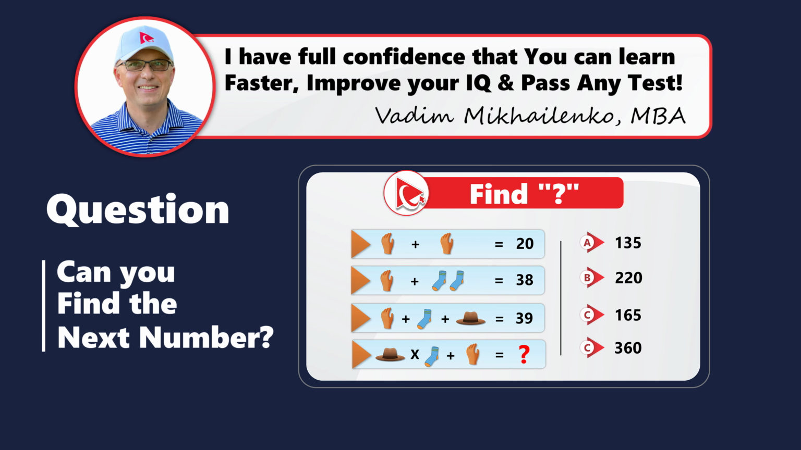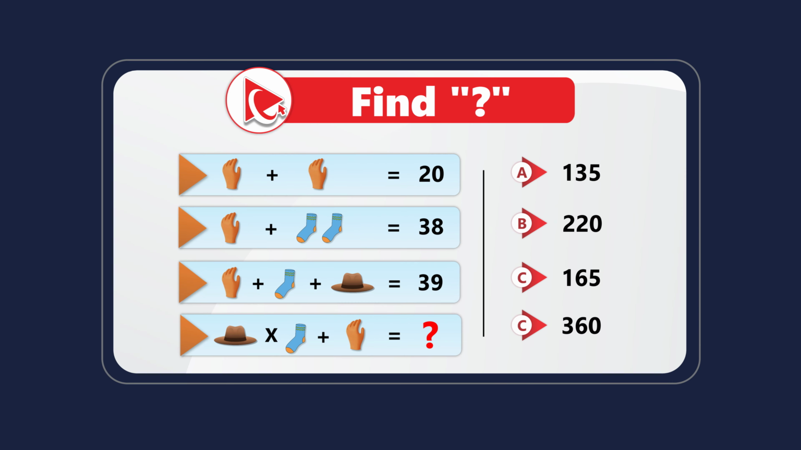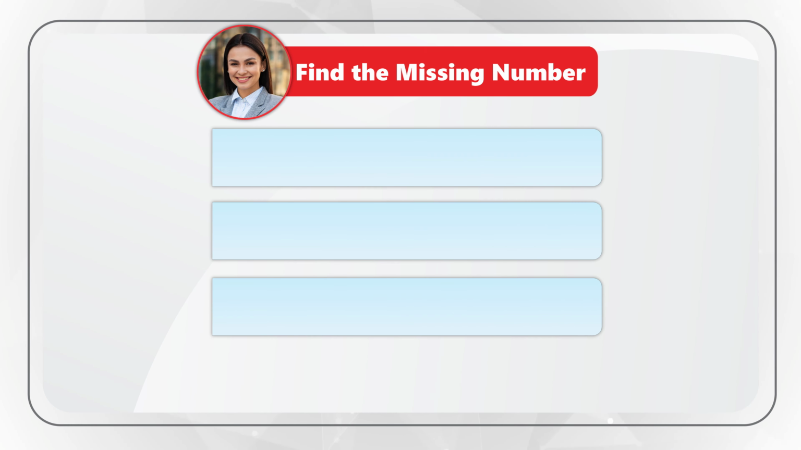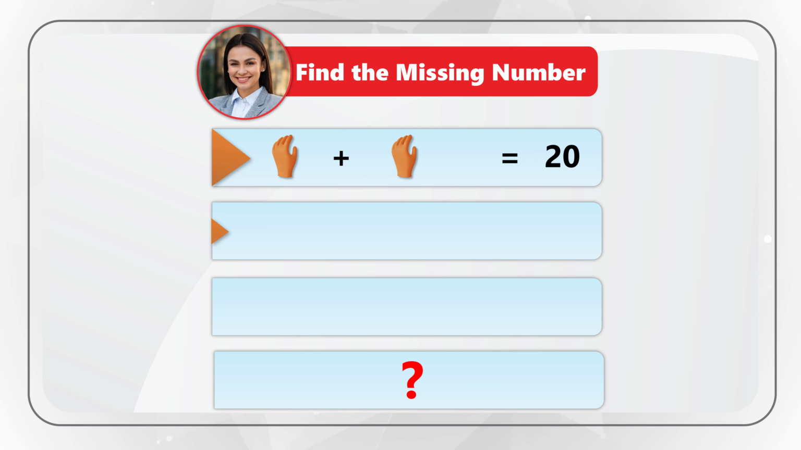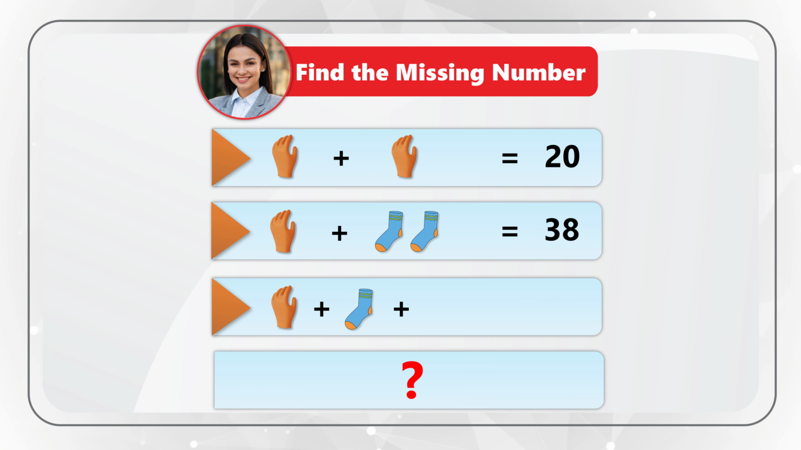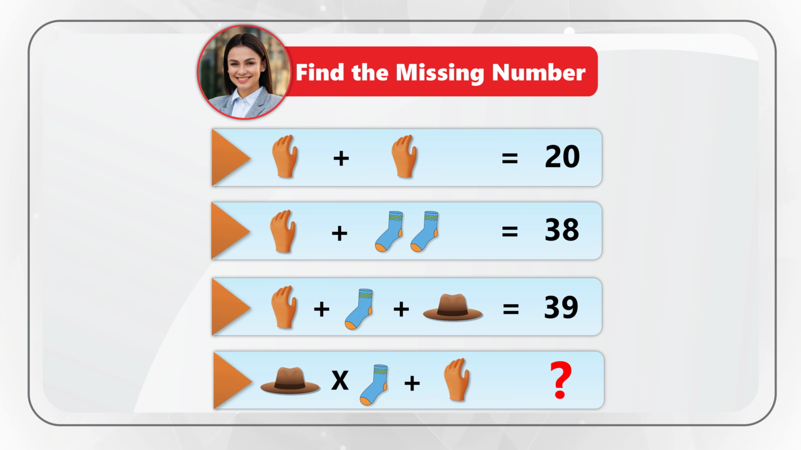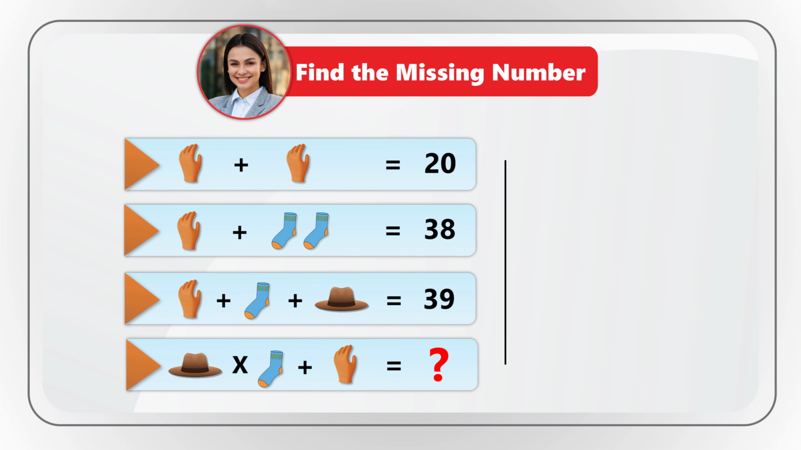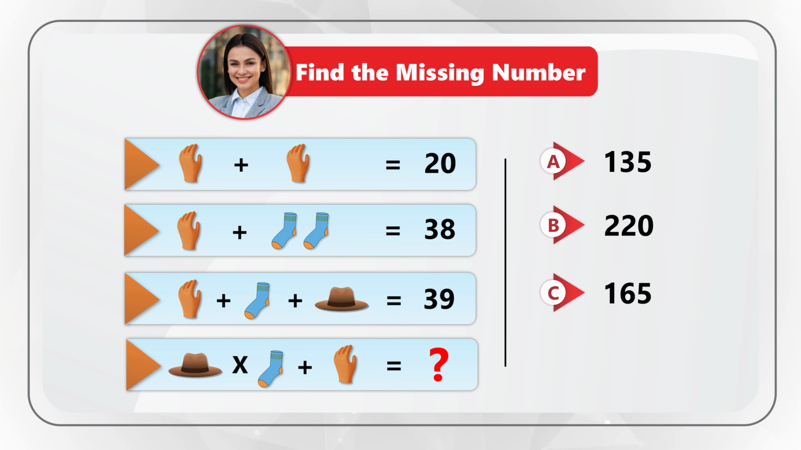You need to solve the expression and find the missing number. You have 3 full expressions. Glove plus glove equals 20. Glove plus 2 socks equals 38. Glove plus sock plus hat equals 39. And the last expression, where you need to calculate the missing number, is hat multiplied by (sock plus glove) equals the missing number. So what is the missing number? You need to calculate and select out of 4 different choices. Choice A, 135. Choice B, 220. Choice C, 165. And choice D, 360.